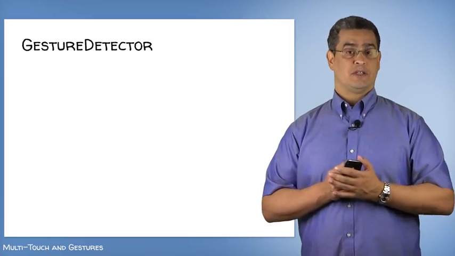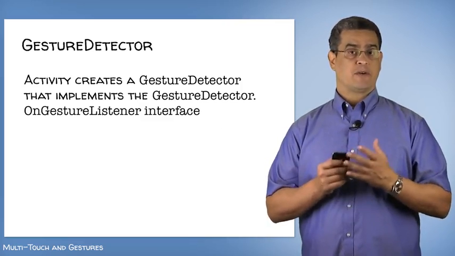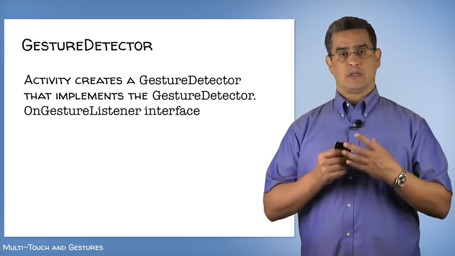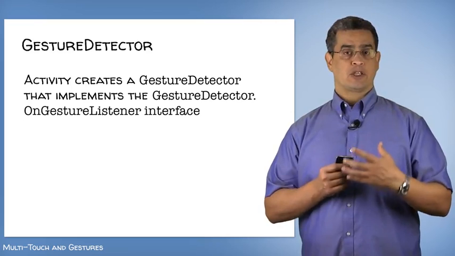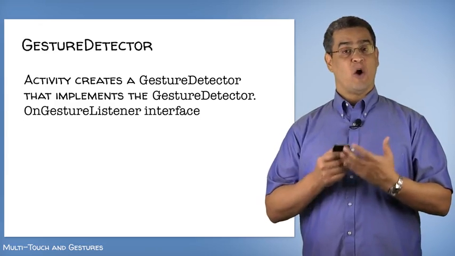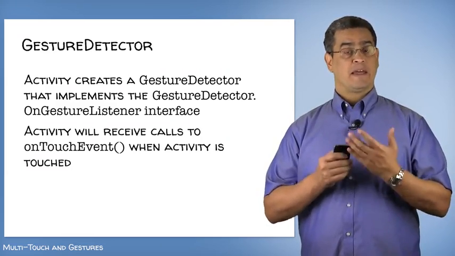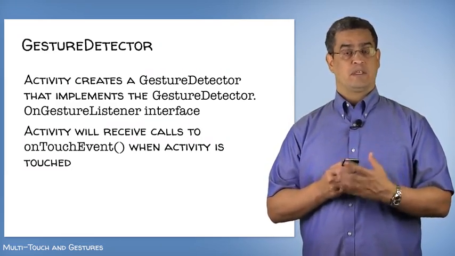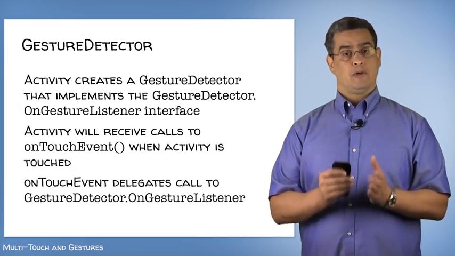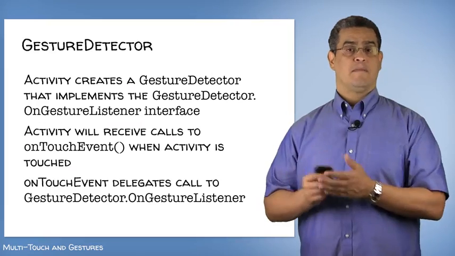To use a gesture detector, your activity will have to create an instance of the gesture detector class and will have to give it an object that implements the GestureDetector.OnGestureListener interface. And then the activity will need to override its onTouchEvent method, which is the method that gets called when the activity receives a touch event. And this method will then delegate the motion event to the gesture detector's onTouchEvent method.